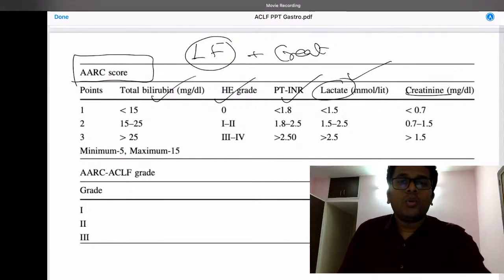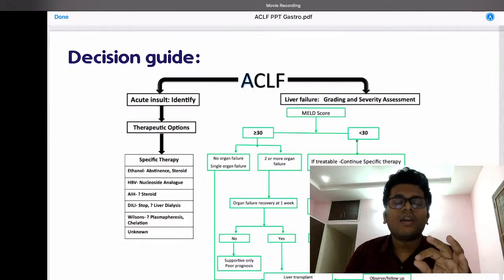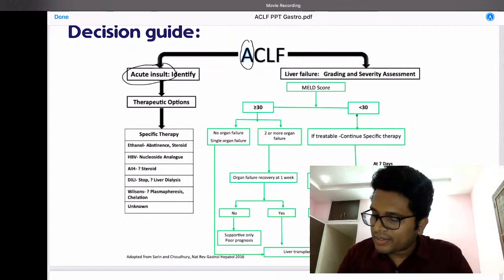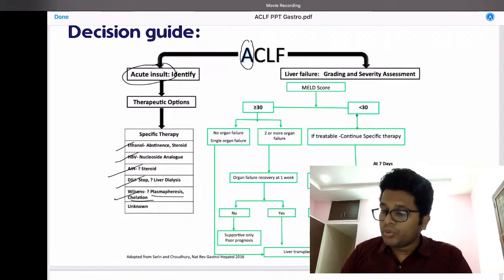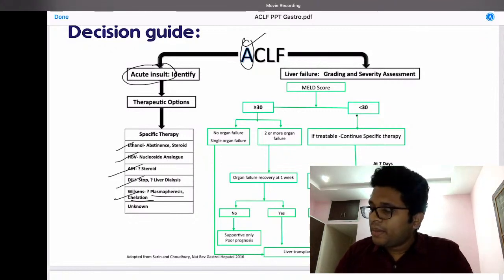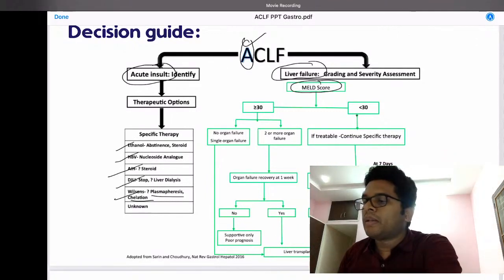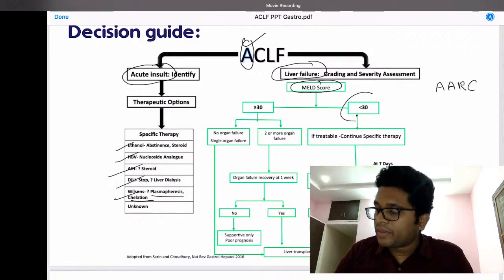Okay, so I would like to then just ultimately end the topic by briefly talking about how to manage an ACLF patient. Now, in an ACLF patient, first see that acute insult. What is the acute insult? You treat the acute insult, like ethanol or tenofovir or steroids, or stop the drugs, or Wilson's with a probable role of chelation therapy. So you see what is probably the acute event, and then you measure the liver failure severity. Now the liver failure can be graded with various scores, but what we commonly use at this point of time everywhere is the MELD score. Apart from the MELD score, we can also use other scorings like the AARC scoring. Okay. Now, based on the MELD score, if the score is more than 30, that means the liver failure is more.